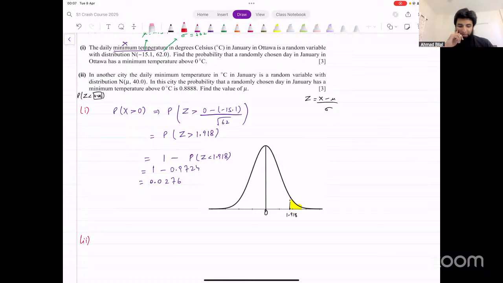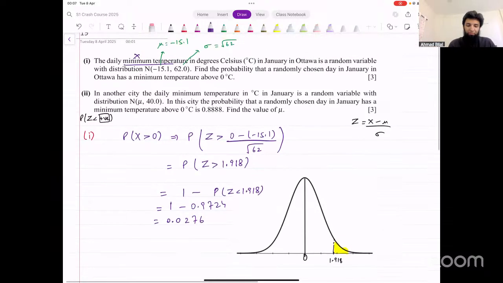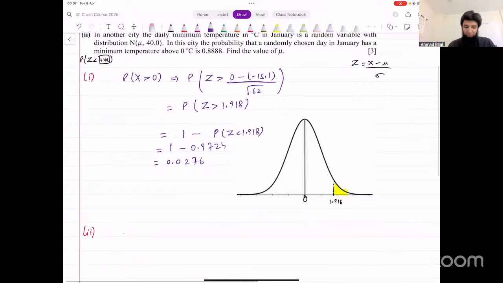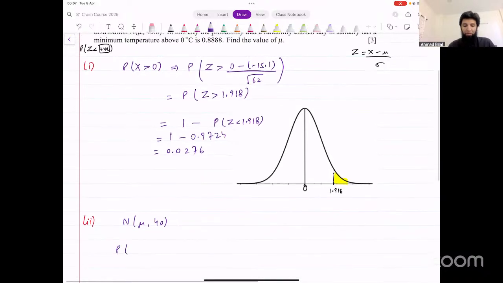Make sense? Let's look at the second part. Now it says in another city. So now it's a different city. The daily minimum temperature is a random variable with this distribution. Distribution is that it's a normal distribution. Mean is mu and variance is 40. In this city, the probability that a randomly chosen day has a minimum temperature above 0 degrees Celsius is 0.8888. So probability of X being greater than 0, they are saying this probability is 0.8888.